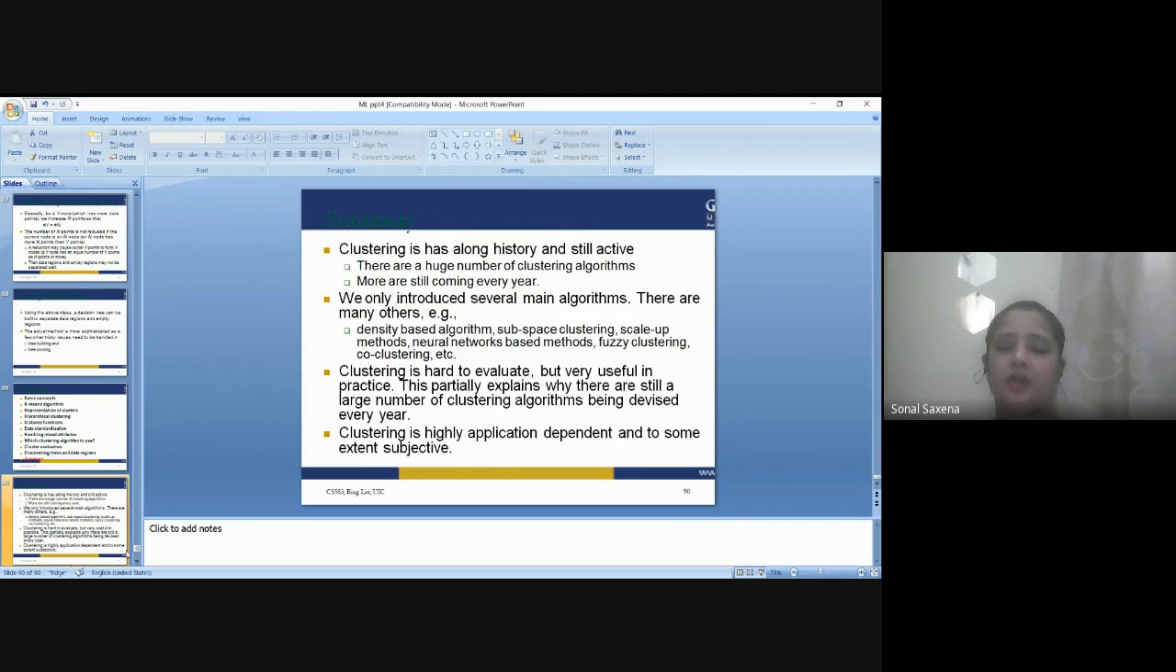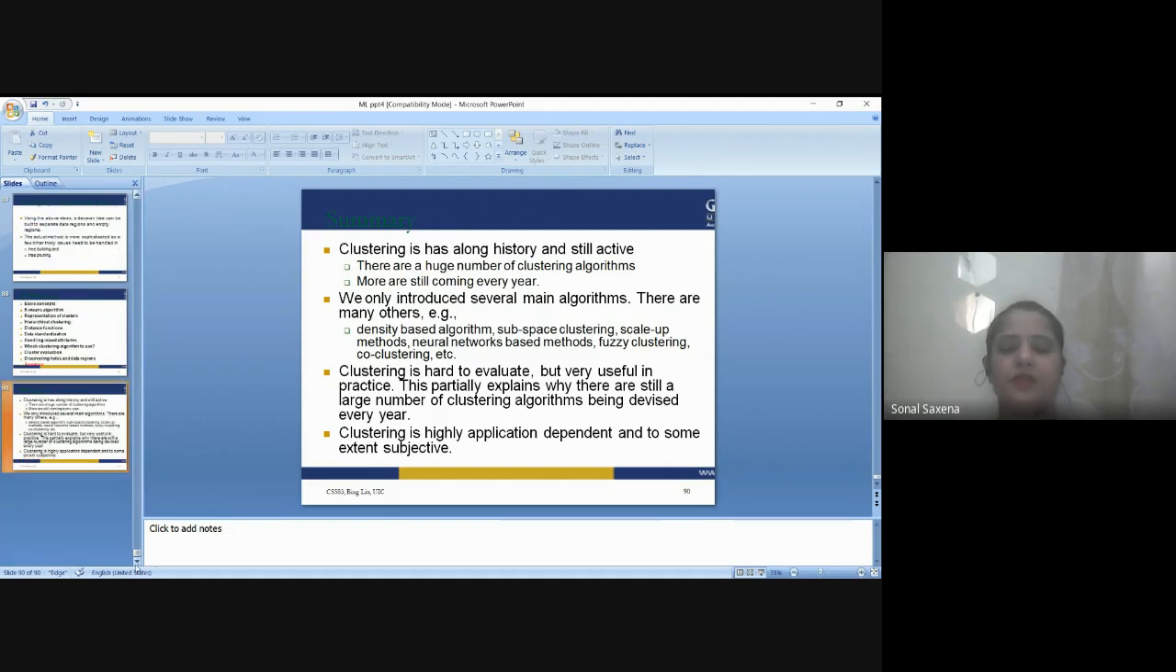Now, clustering is hard to evaluate but very useful in practice. So this partially explains why a large number of clustering algorithms are still being devised every year. Clustering is highly application dependent, and to some extent it is subjective in nature too. So this is all about the clustering part of unsupervised learning. I hope the lecture was clear to you.